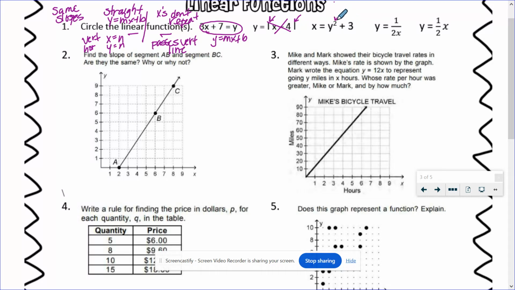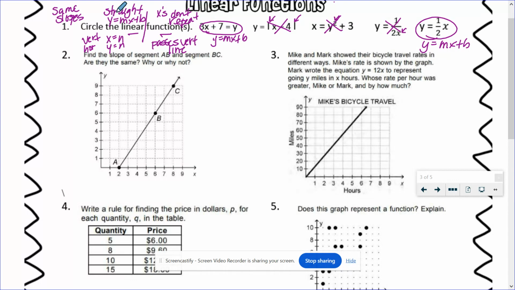This can't be linear because of the y squared. So even if it is a function, it's not linear, and we want it to be both linear and a function. You can't have your x in the denominator. That is not linear. So it can't be that one either. This one is in y equals mx plus b, and it will have a slope, which means that it'll pass the vertical line test, and it'll be a straight line. So those are the two answers.